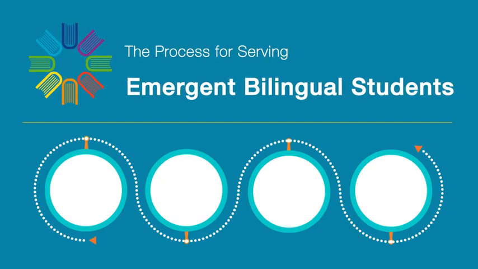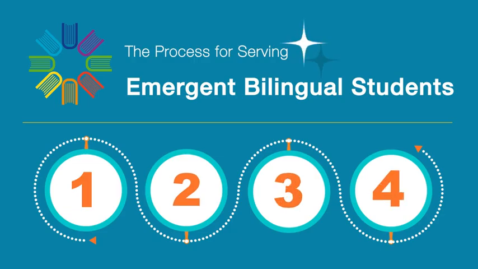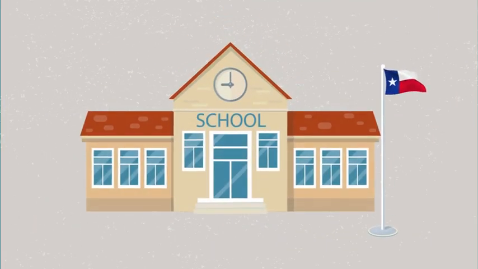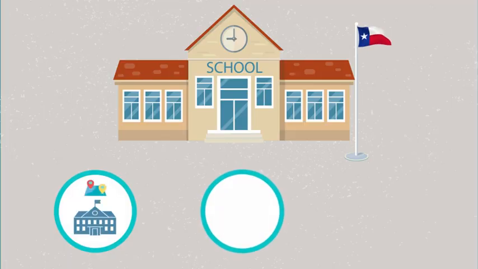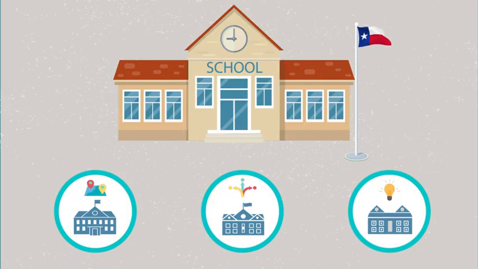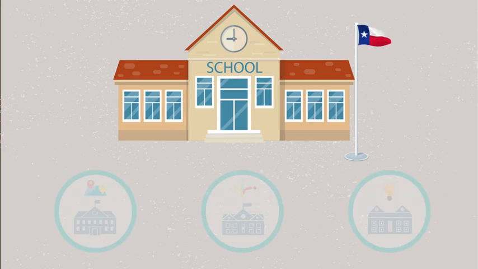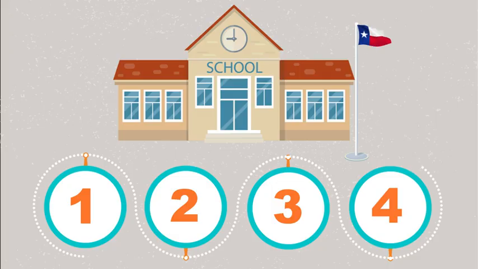The process for serving emergent bilingual students. In Texas, all school systems, including districts, charters, and districts of innovation, follow a process to ensure all students have access to linguistic supports that allow them to make appropriate academic progress while they acquire English and learn in their home language in bilingual programs.